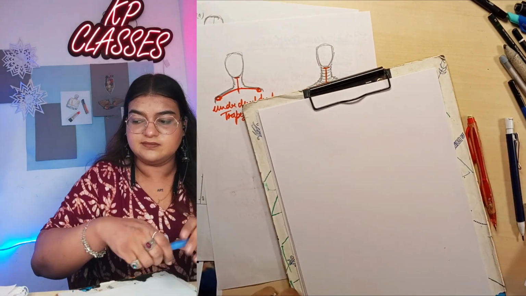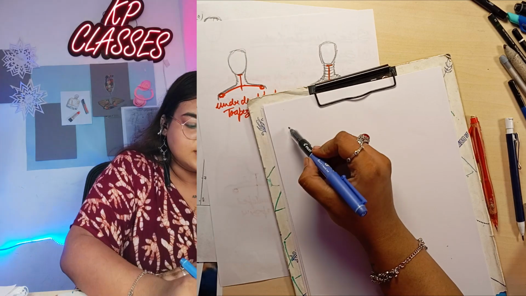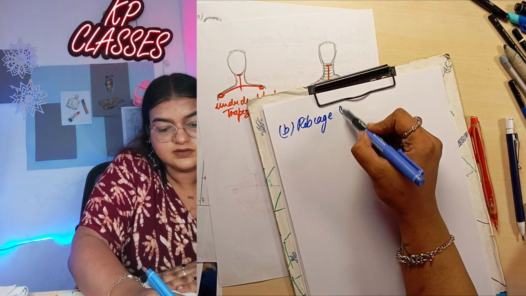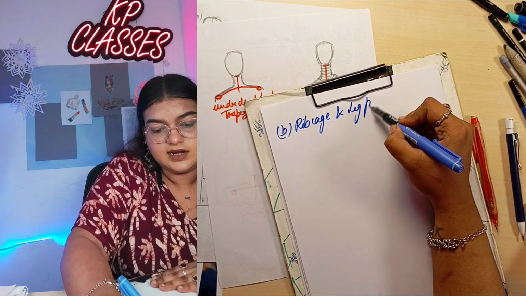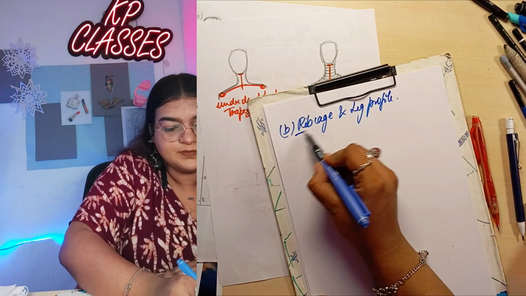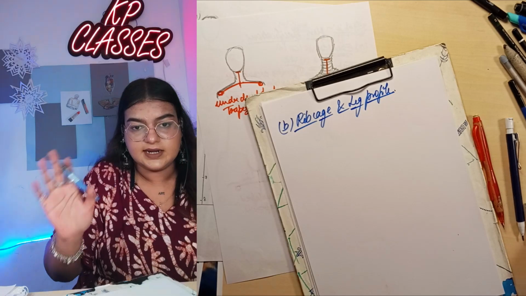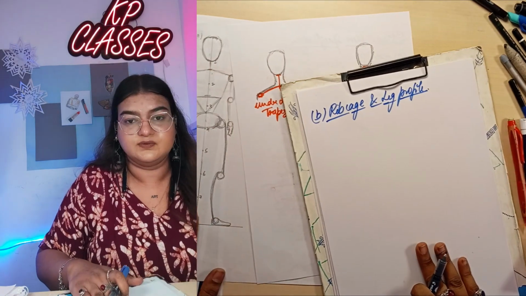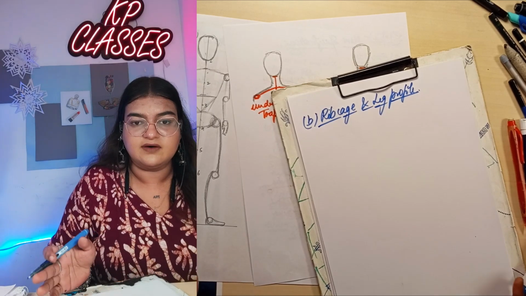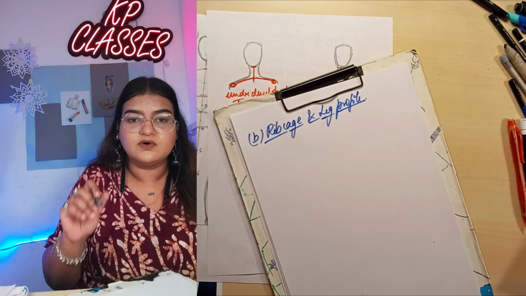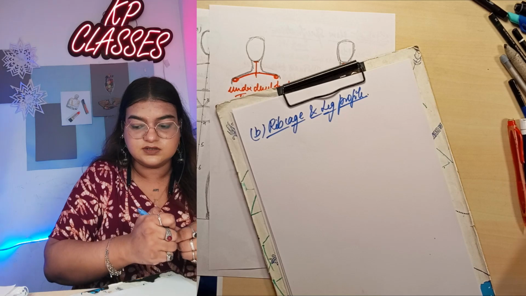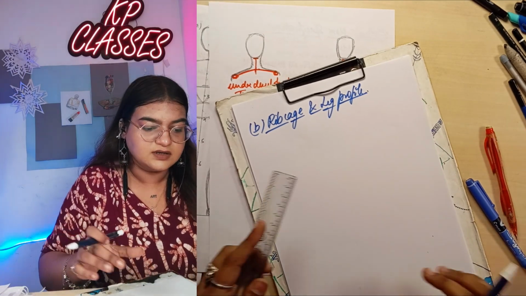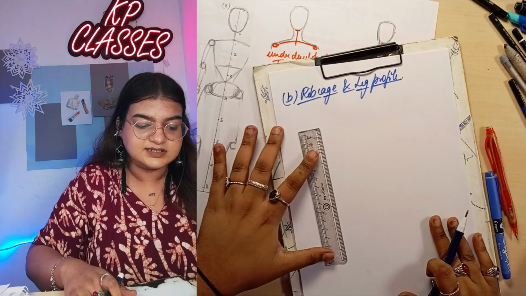So for the same, we will add a heading, rib cage and leg profile. Okay. So till now, we know how to make the whole structure in a frontal view. So for the same, we are gonna have a different profile so that we can have more information about it. Okay. So again, starting with our basic structure, you can mark the scale.